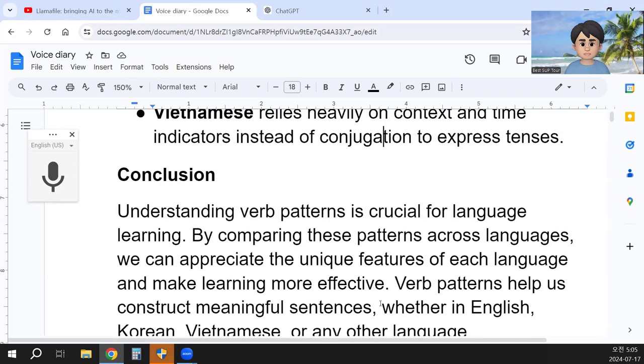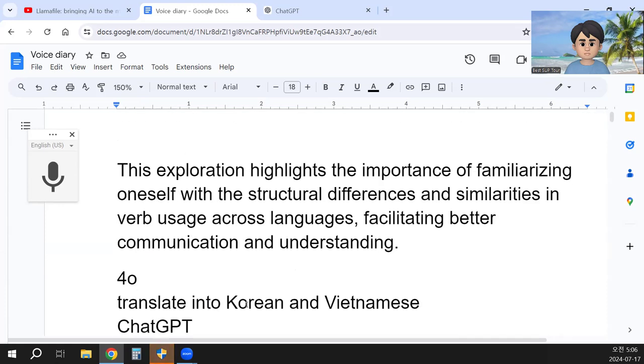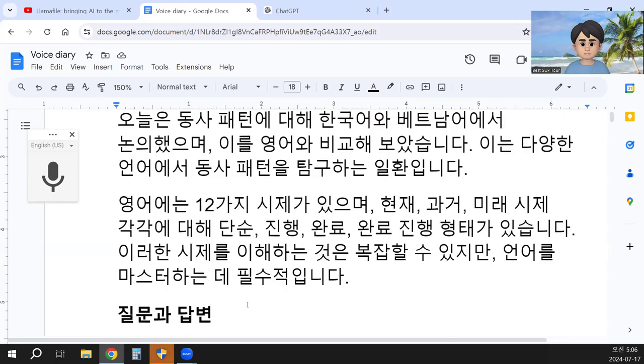Conclusion. Understanding verb patterns is crucial for language learning. By comparing these patterns across languages, we can appreciate the unique features of each language and make learning more effective. Verb patterns help construct meaningful sentences, whether in English, Korean, Vietnamese, or any other language. This comparison highlights the importance of familiarizing ourselves with the structural differences and usage across languages for better communication and understanding.